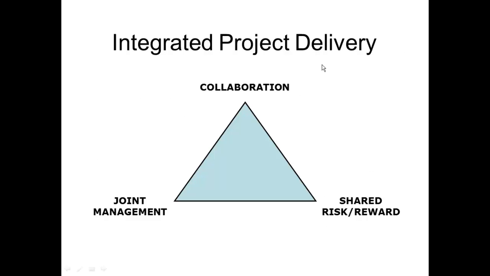So integrated project delivery includes collaboration, joint management, and shared risk and reward. Again, it's difficult unless you're within a very close group of people who know each other really well; it's probably a difficult process to use. The AIA promotes this, and I'm sure that this whole shared risk and reward is appetizing to some entities, but possibly not as much to the owners.